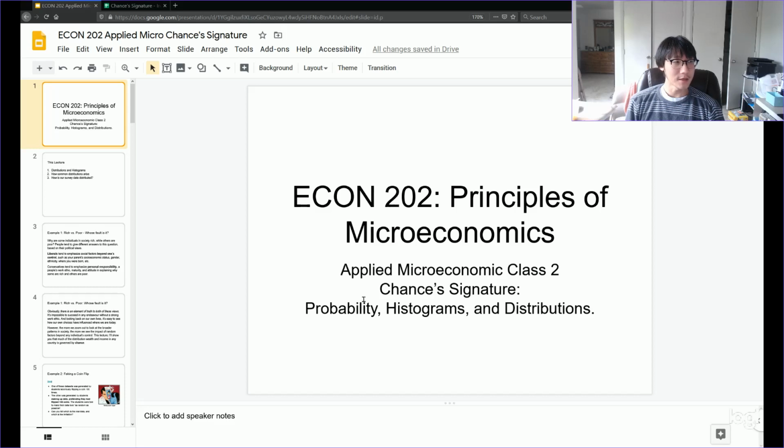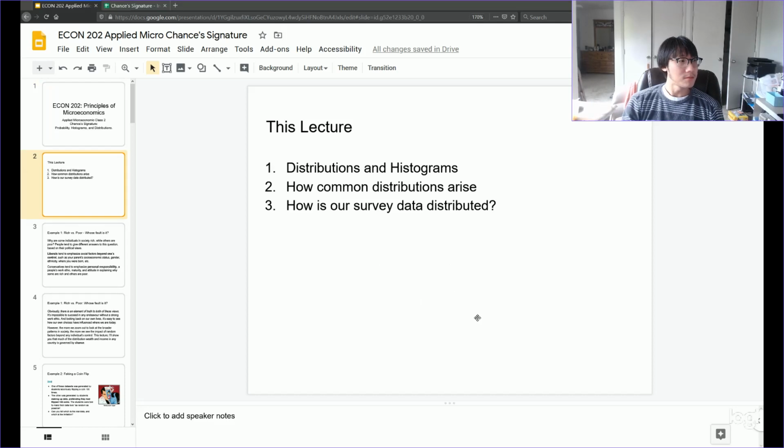This is the second lecture in our final unit on applied microeconomics, or the branch of economics that studies the analysis of data. This lecture will be talking about distributions and histograms. We'll be talking about how common distributions arise, and we will be looking briefly at how our survey data are distributed.